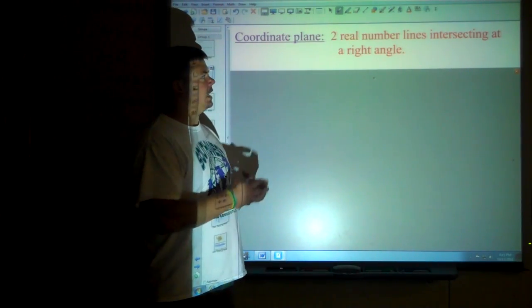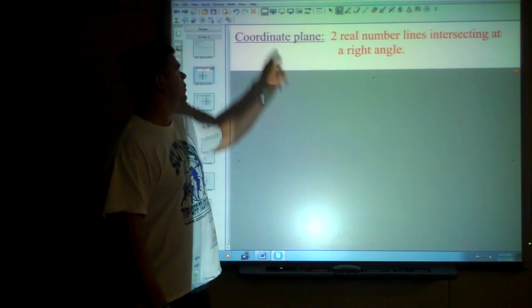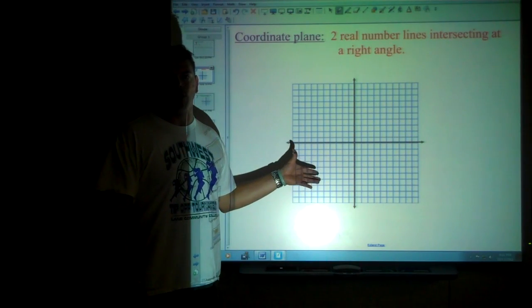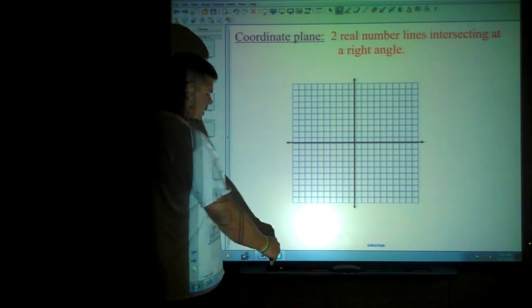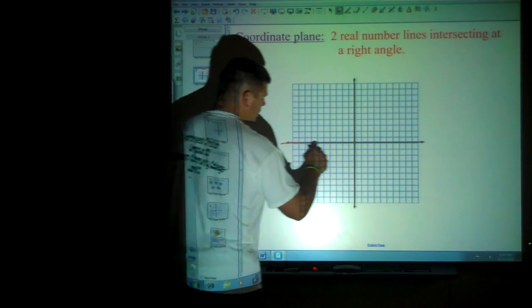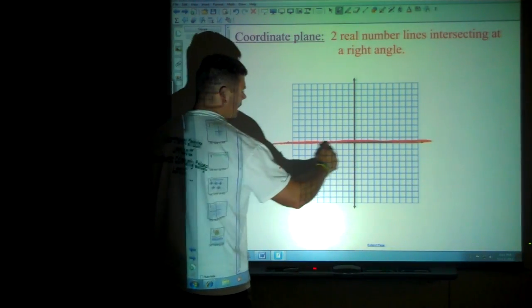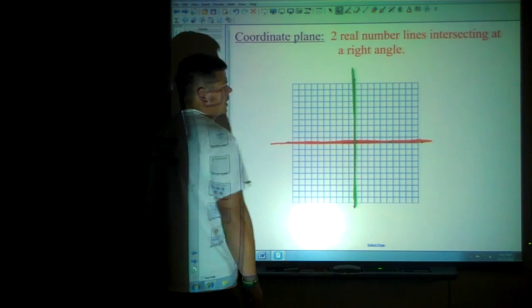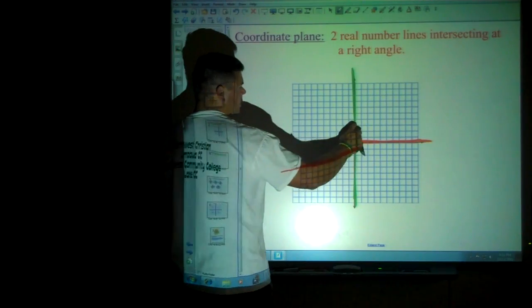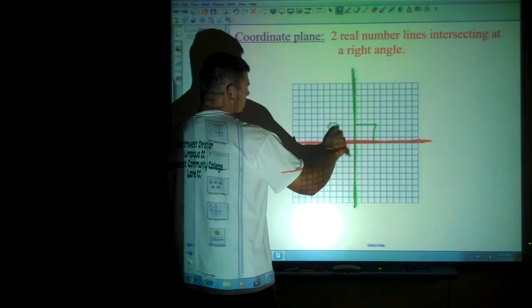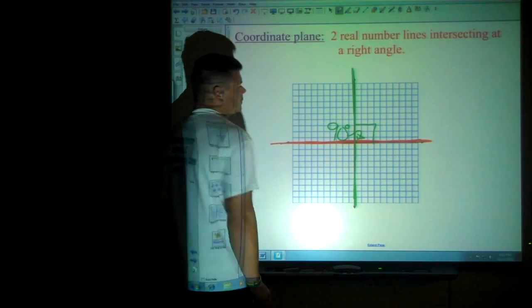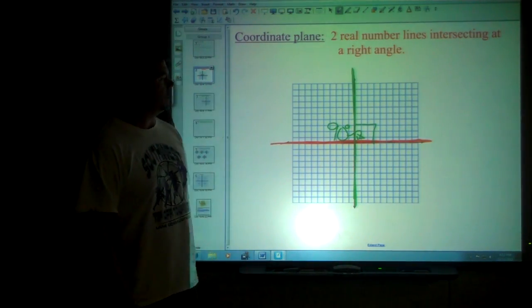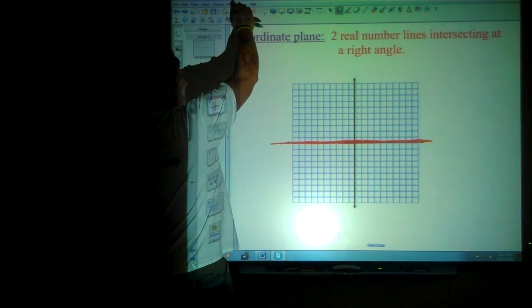Two real number lines are going to intersect at a right angle, which is a 90-degree angle. So this is what a coordinate plane looks like, which most of you just think of as grid paper or graph paper. One number line is right here, going left and right, and this is the other number line going up and down. They cross and connect at a 90-degree angle. There are actually four 90-degree angles, but that's what we're talking about here: two real number lines crossing at a 90-degree angle.